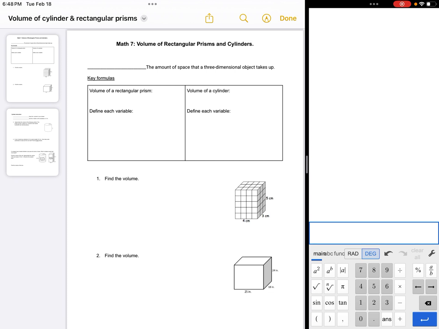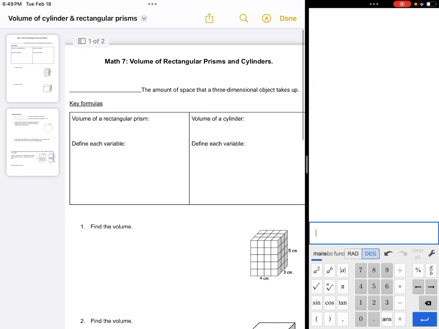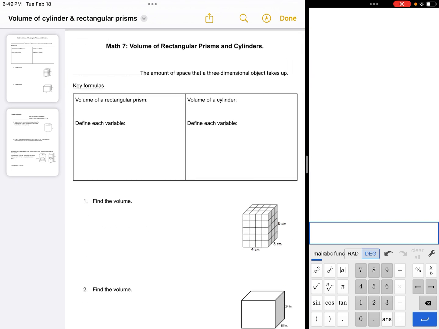So today I'm going to have my screen shared with a calculator. So if I zoom in to the top of our notes, we are going to start with a vocab word. It says the amount of space that a three-dimensional object takes up. So this is going to be called the volume. So we are going to be finding how much is on the inside.